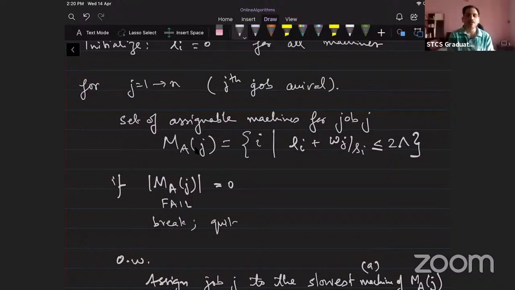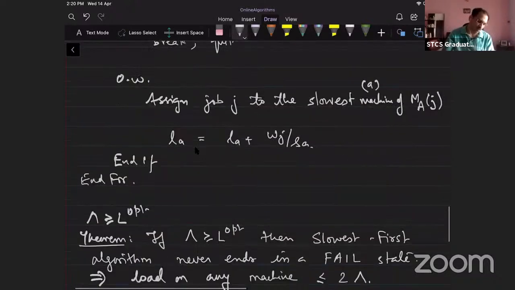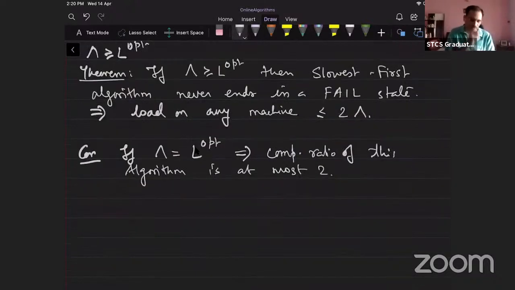Exactly. So whenever I actually do end up assigning a job to a machine, that's the only time the load goes up, and I do that only if it is less than 2 lambda. So there is no machine for which the load is going to exceed 2 times lambda. And that is why the corollary follows that if lambda is in fact equal to LOPT, then the competitive ratio is at most 2.